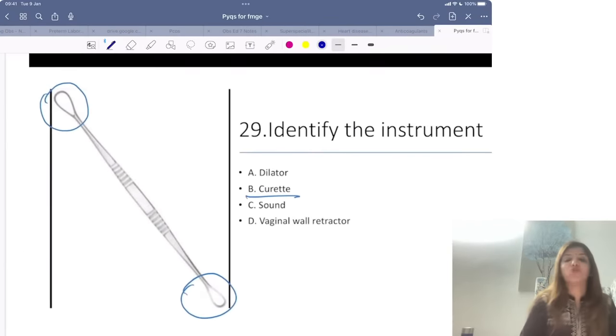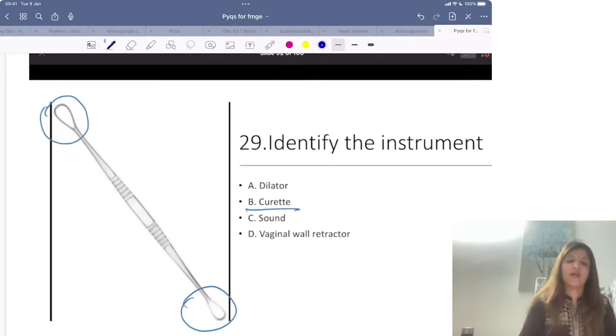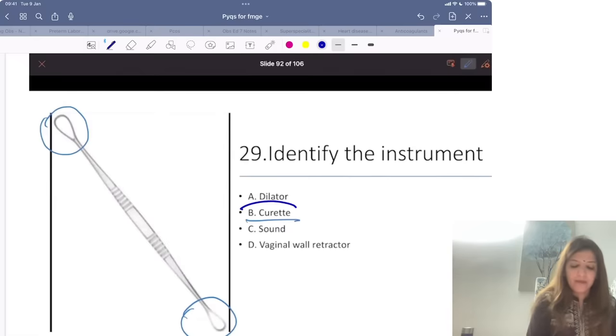Identify the instrument. Now, this is very easy. What you are seeing over here is a curette.